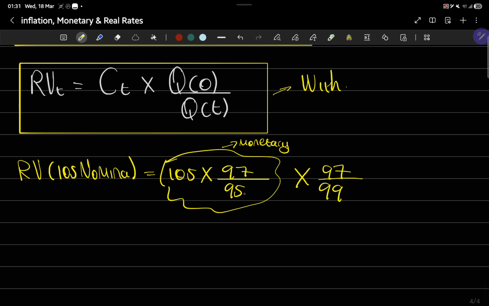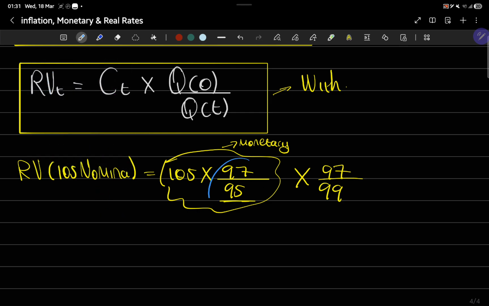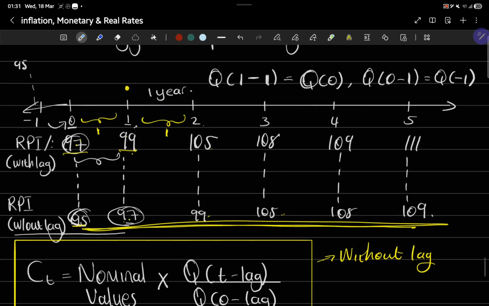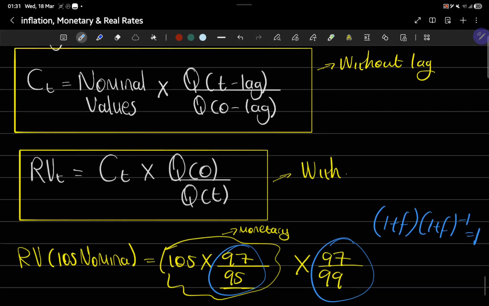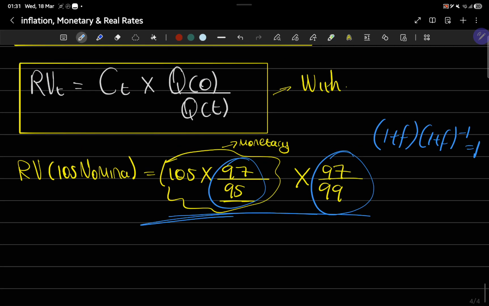And what we see is that these two factors, 97 over 95 and 97 over 99, don't cancel out. It's not the case of 1 plus f to the power 1 times 1 plus f to the power minus 1 becoming 1. They don't cancel out because when you account for inflation, you take out the lag, but when you adjust for inflation, you don't mind the lag. So this is where that comes in.